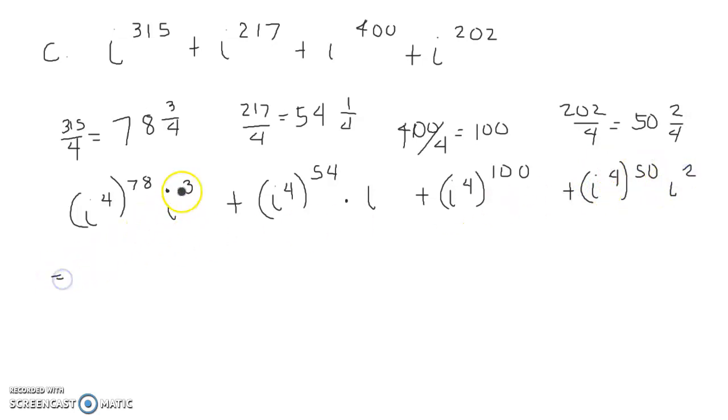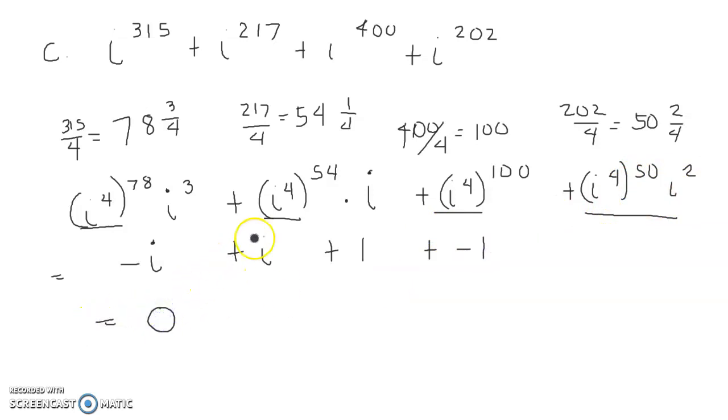So this is equivalent to, this is 1, again, this is negative i from the previous, plus this is 1 times i, so we have i, this is 1, this is 200, this is 1 times i squared is negative 1. So we have 0. So for letter C, we have 0.